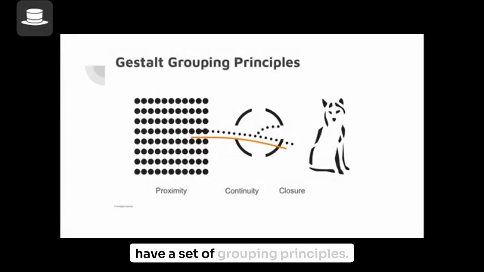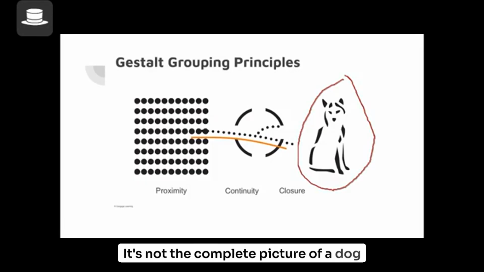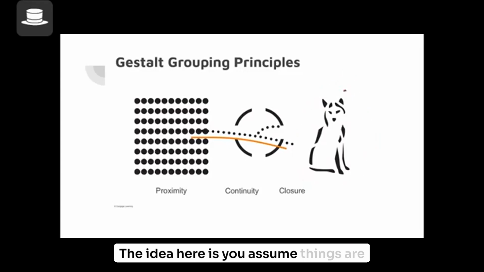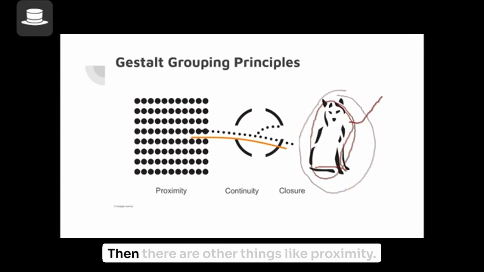Then we have a set of grouping principles. There are a lot of them. I'm just going to talk about a few here. What do you see here? A dog. Is it really a dog? It's not the complete picture of a dog, though. The idea here is you assume things are closed. You group objects and assume things are closed. Then there are other things like proximity. What do you see here?